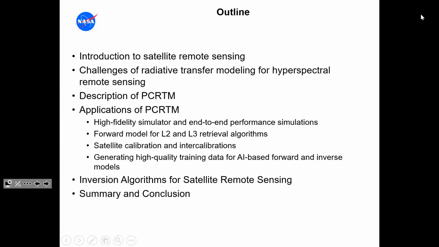Here's the outline of my presentation. I will give you an introduction of satellite remote sensing in general, because this is a university environment. I would like to give you an overview of what NASA satellite programs are. And then I'll talk about the challenges in radiative transfer modeling of dealing with satellite data. Steve was just talking about that. As satellites get more advanced, we have a lot of spectral channels. It's very difficult to model those. So I will show you how we deal with that, which is this PCRTM work.